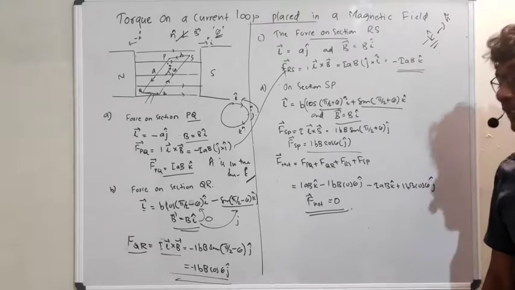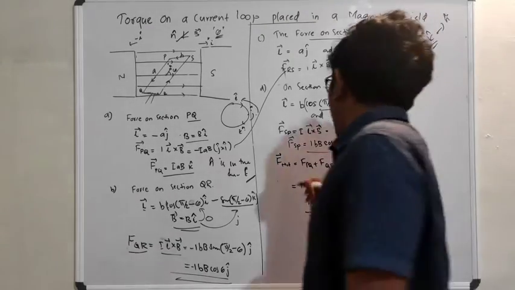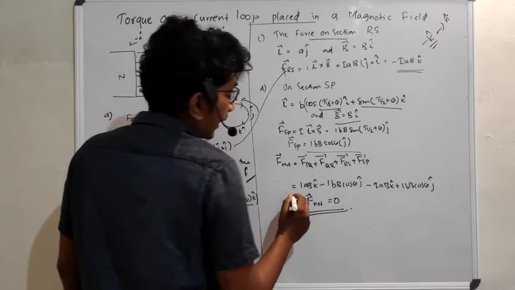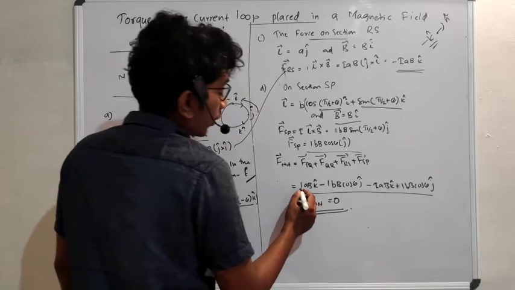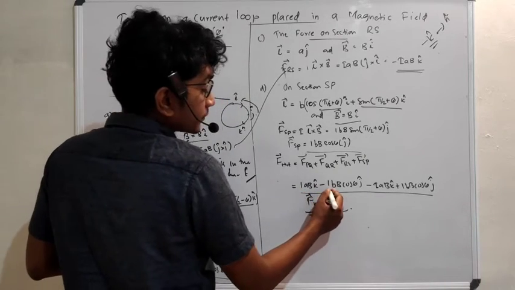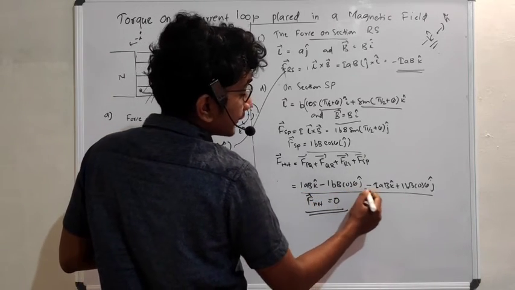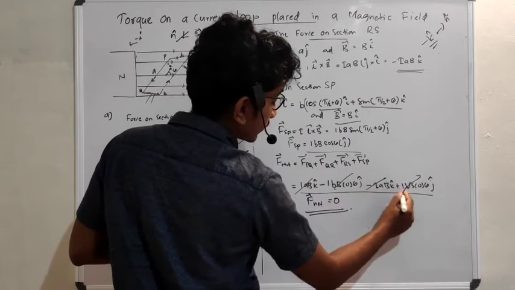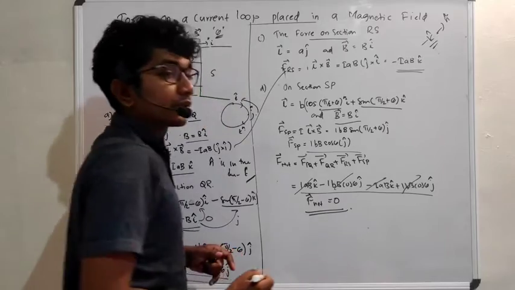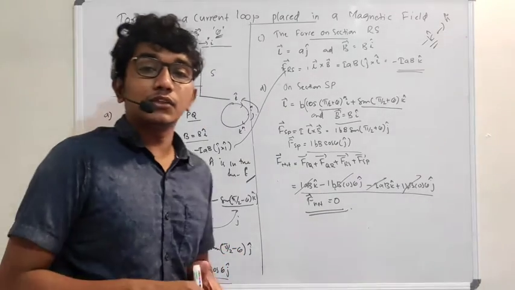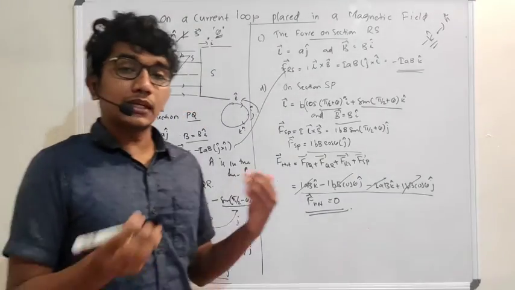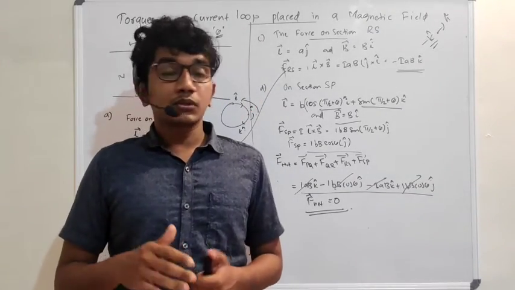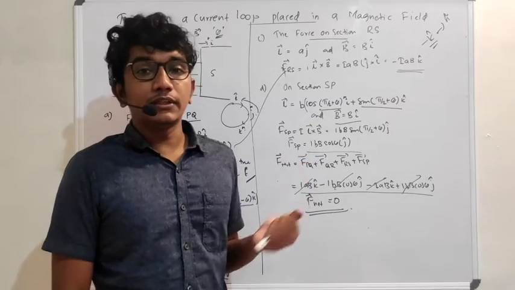What will be the net force? The net force will be FPQ plus FQR plus FRS plus FSP, adding all of them: I a b k minus I a b cos theta j, and so on. This one gets cancelled, this one gets cancelled. F net is equal to 0. The net force acting on that loop is equal to 0, as we have seen before. Then we will discuss the torque.